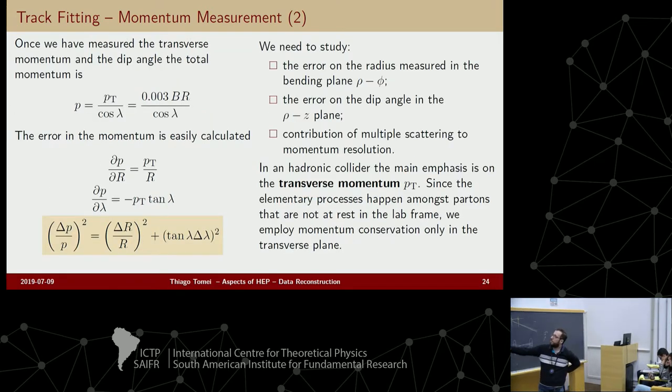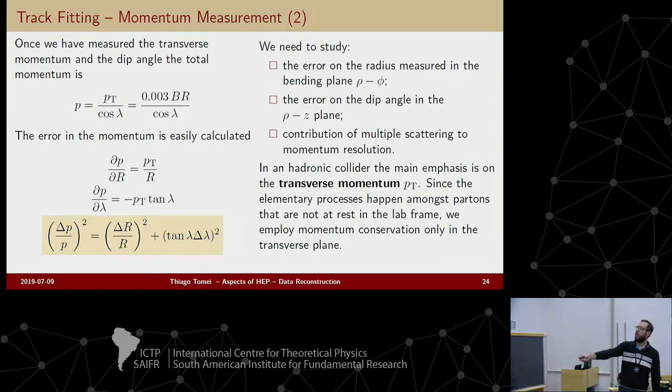Then if you have the PT and you have the dip angle, you just divide one by the other, the cosine, and you have the full momentum. Then you do error propagation, you know the drill. And this is the final error in the momentum. The error in the dip angle is super small because, again, it's just fitting a straight line. There is almost no mistake to be made there.